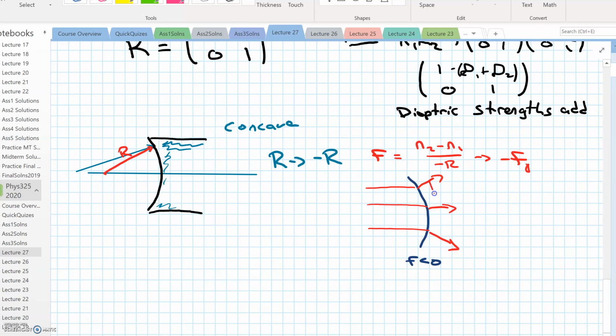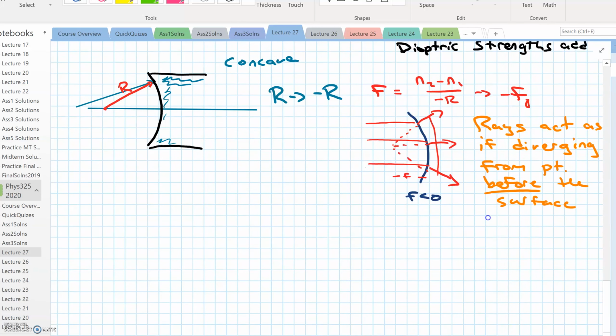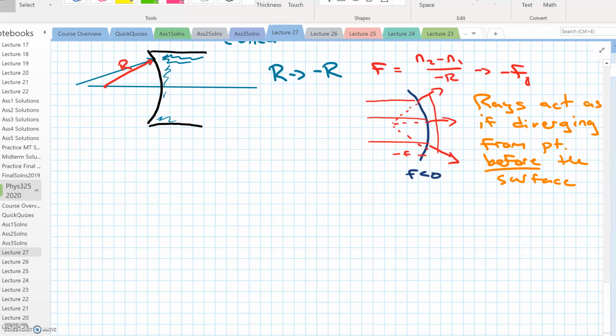Remember, we had our spherical wave. But they're coming away from a point that seems to happen before the lens. So the rays are exactly as if it had some origin before the lens. The rays act as if they're diverging from a point before the surface. Anytime we have that, we have an optical system which makes purely diverging rays. We have what's called a virtual image.